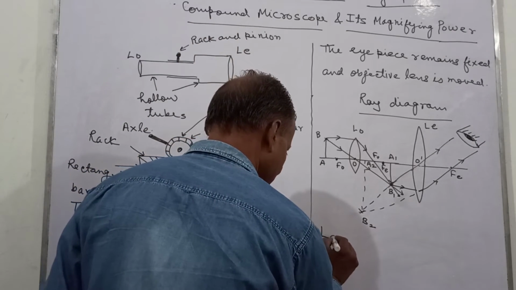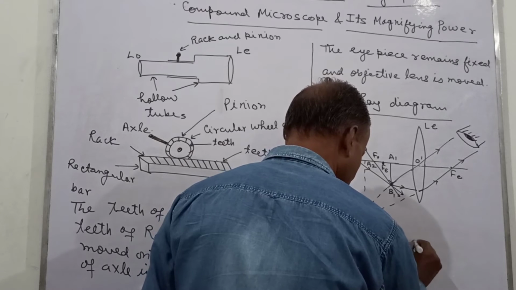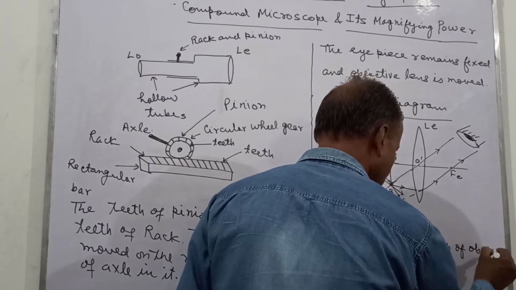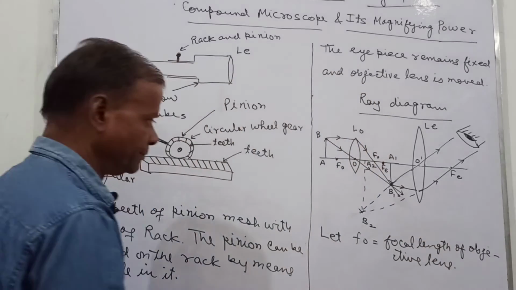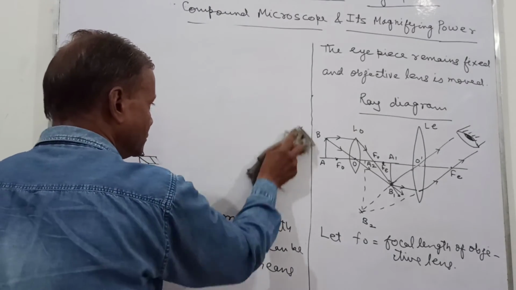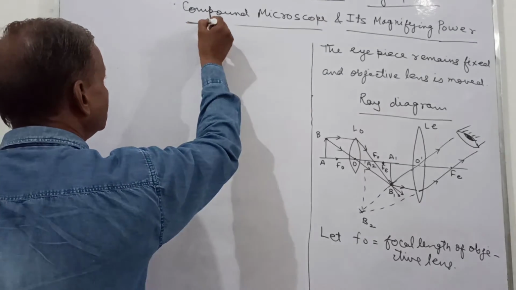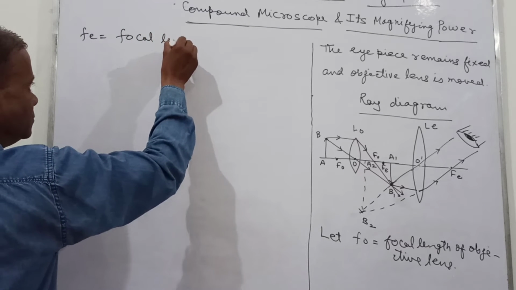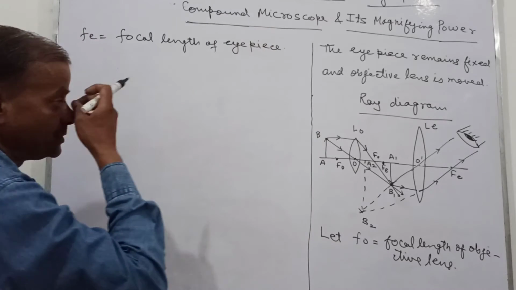So let F naught be equal to the focal length of the objective lens, and this FE the focal length of the eyepiece.